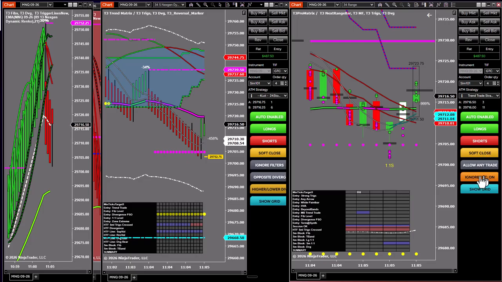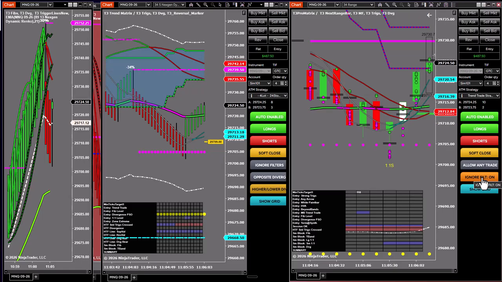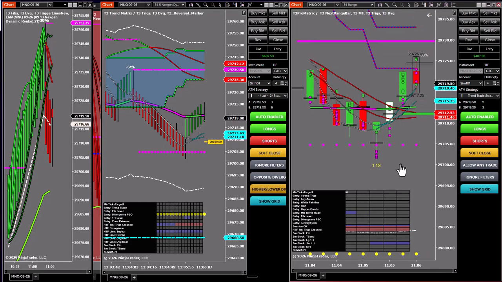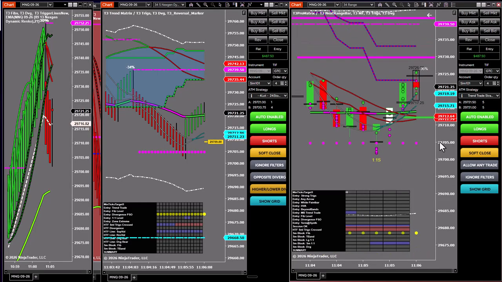Watch. I'll do it one time just for fun. Well, there was no signal. Anyway, if there was a white paint bar up and a down signal, it would have taken one, but there wasn't one, so I'll ignore it. I won't ignore my filters.